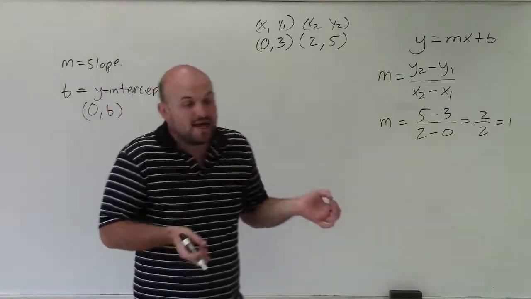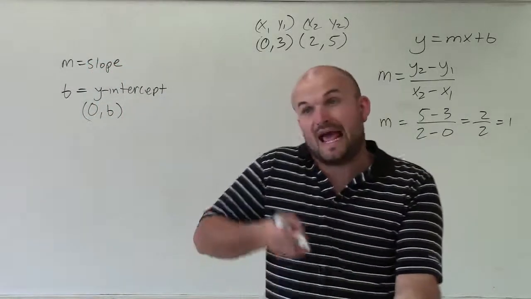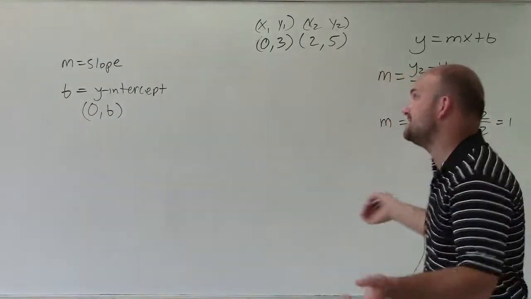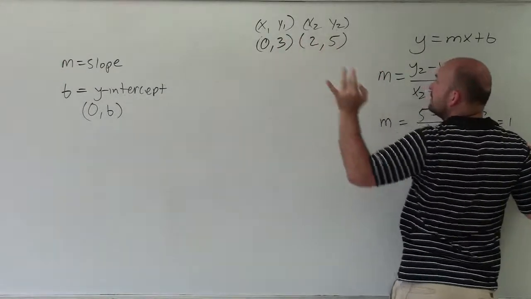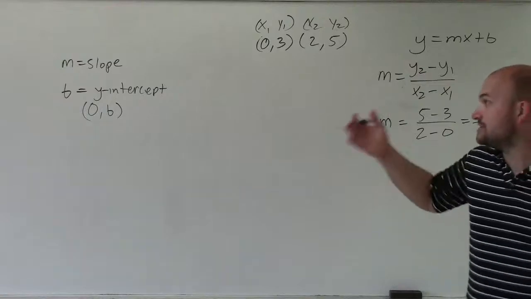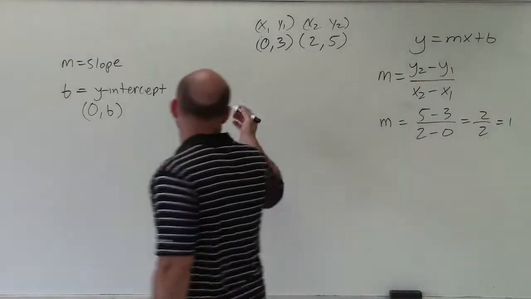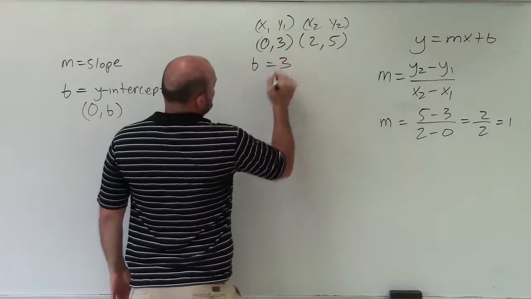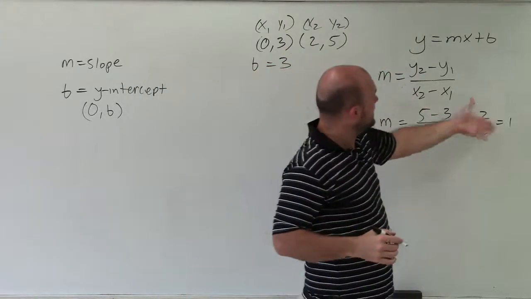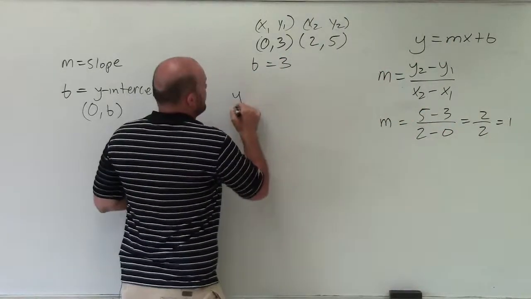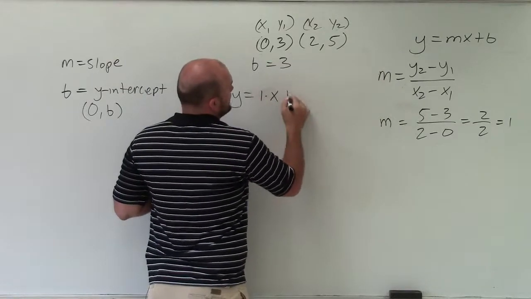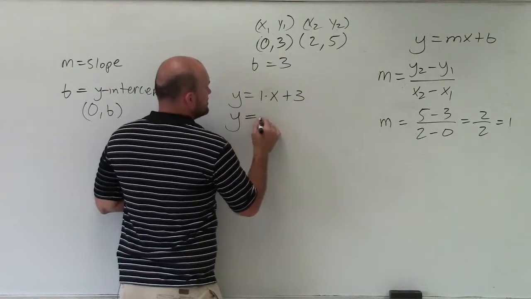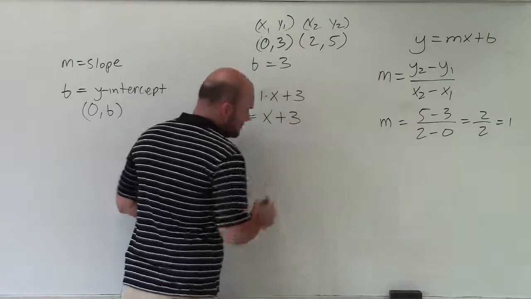So if you have any point that starts with 0 and ends with a number, you know that number has to be your b, which is so great about this equation because you can see here I have (0, 3). Therefore, b equals 3. So now I know what m is and I know what b is. I can just write the equation. y equals 1 times x plus 3. Or, simplified, y equals x plus 3.